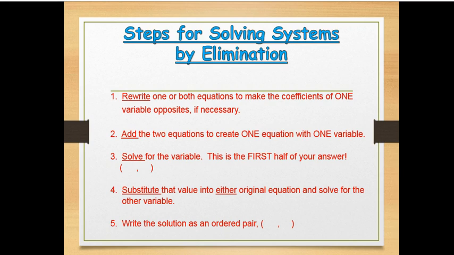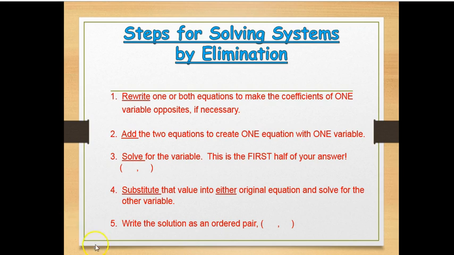First, you're going to rewrite one or both equations to make the coefficients of one variable opposites, if necessary. Then you're going to add the two equations to create one equation with one variable. Then you're going to solve for the variable. This is the first half of your answer. Then you're going to substitute that value into either original equation and solve for the other variable. Then you're going to write the solution as an ordered pair.